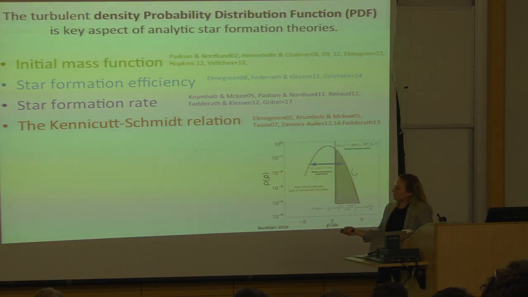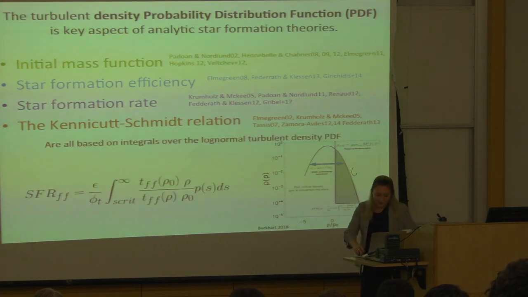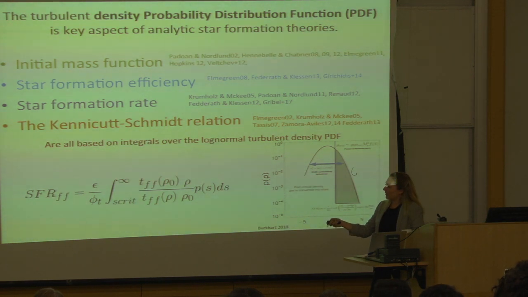And you form a nice, what's called a log normal distribution from a turbulent flow. And you have some critical density, right? So you need to say, well, how much material in my log normal is past that critical density? And you can do an integral over this log normal. And because it's a log normal, it's so easy to do analytically, right? You can integrate this past the critical density.